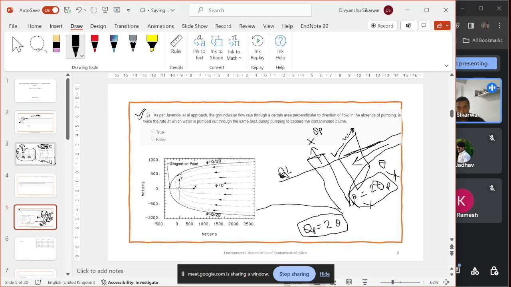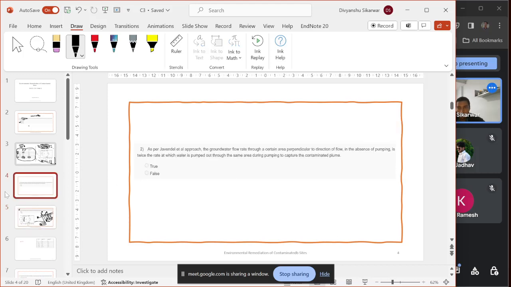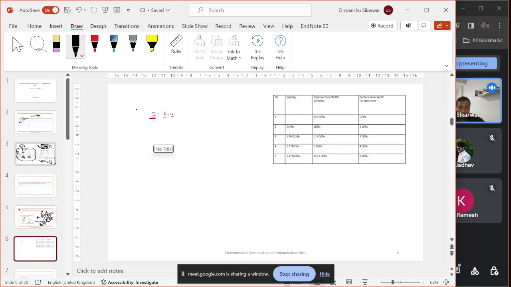This width, if we are seeing it from the top, will be represented like this in this diagram, right? So if we take it as the width and calculate Q = A into V, this derivation was done by sir in the class. So Q = A V, and the area you can split into B into W, into the velocity, right?